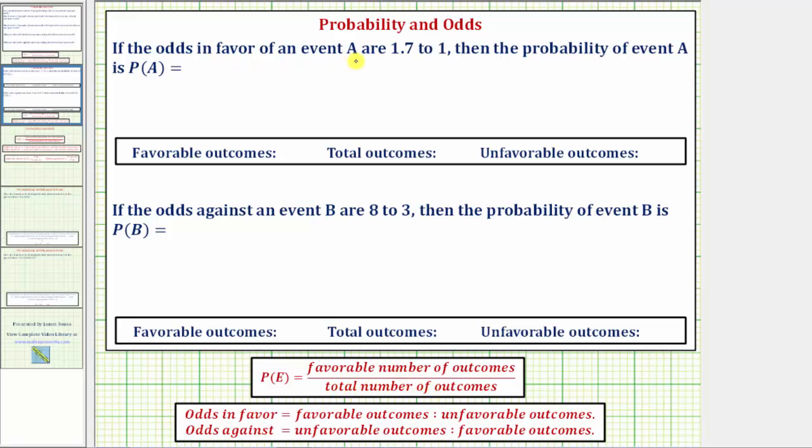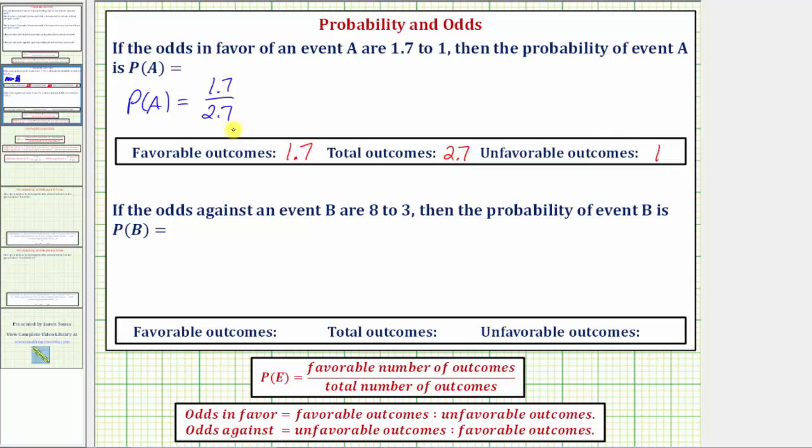So because we're given the odds in favor, the 1.7 represents the number of favorable outcomes, and the 1 represents the number of unfavorable outcomes. And because 1 plus 1.7 equals 2.7, the total number of outcomes is 2.7. And from here we can determine the probability of event A. The probability of event A is equal to the number of favorable outcomes divided by the number of total outcomes, which would be 1.7 divided by 2.7.